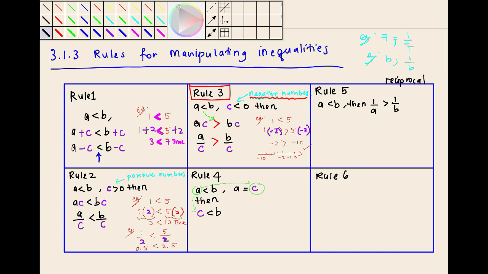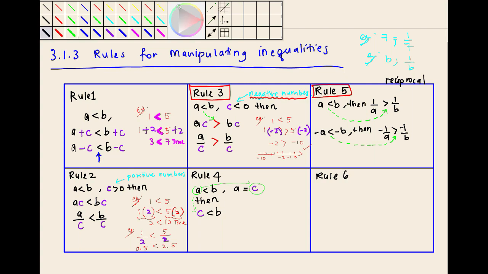So now in here it says if A is less than B, so reciprocal dia akan berubah direction. So you see akan berubah direction. So rule number 5 is special. Reciprocal akan berubah direction. So sama juga if you have a negative A and this negative A is less than negative B, so reciprocal dia juga akan berubah direction. So negative 1 over A, negative 1 over B, you get greater than. Okay, so dia berubah direction of the inequality sign. Now, last one is rule number 6.